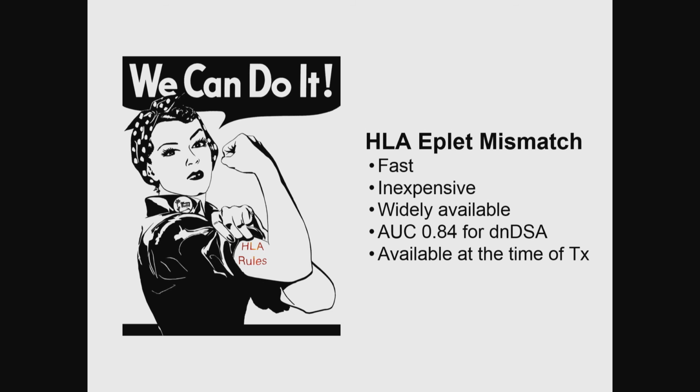It's inexpensive in that the software itself is free, and as all of you know, it's now actually incorporated directly in the most recent versions of Fusion. It's also widely available, but almost by that same definition. It's quite good as a prognostic biomarker, as I showed you, at least for DSA development. And it's available at the time of transplant. And so we've actually started incorporating this into our decision-making right at the time of transplant.